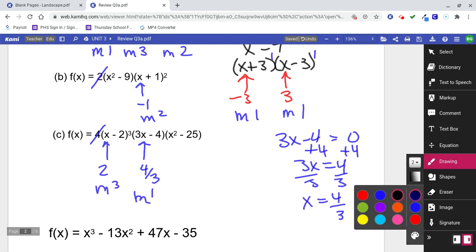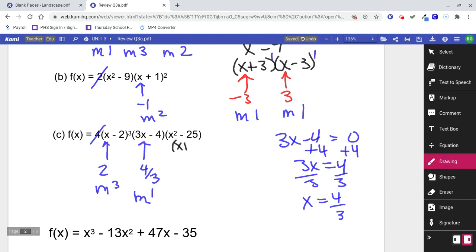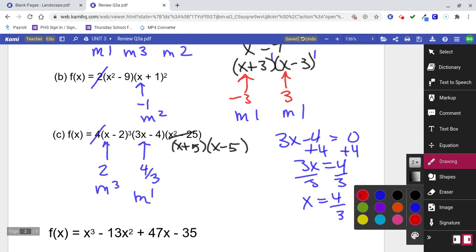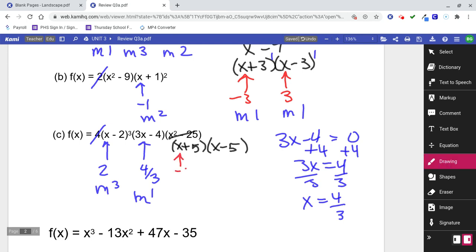And then this last one, you're going to have to factor x plus 5, x minus 5. Think about it as linear factors. So then we can see a 0 at negative 5 with multiplicity 1 and positive 5 with multiplicity of 1.